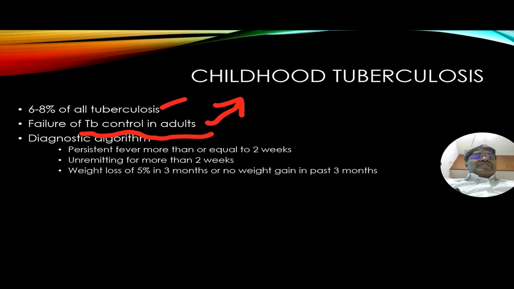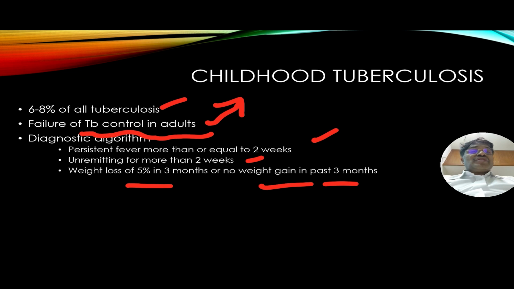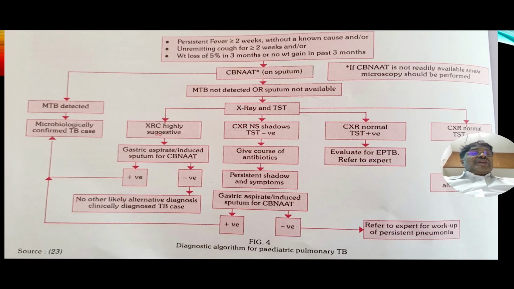So when do you go for childhood tuberculosis screening? When there is persistent fever for more than or equal to 2 weeks, unremitting cough for more than 2 weeks, weight loss of 5% in 3 months, or no weight gain in the past 3 months. Then a suspicion of tuberculosis arises and you go for testing in children. So remember, this is a very important algorithm. Same as before, for childhood tuberculosis: persistent fever more than 2 weeks, unremitting cough more than 2 weeks, weight loss of 5%. Then you go for CBNAAT directly.